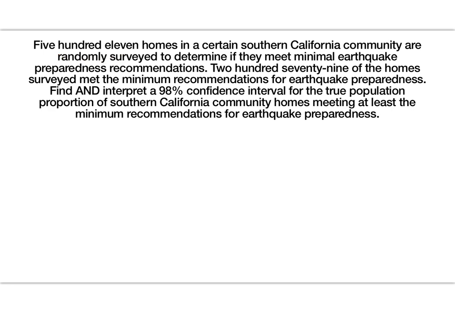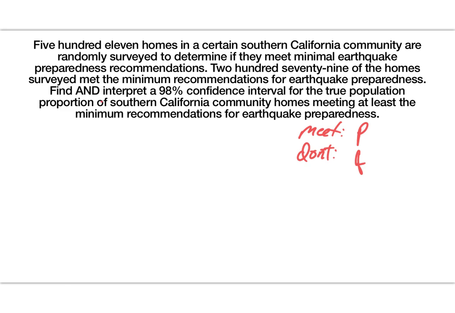511 homes, earthquake preparedness recommendations, whether or not they meet. So either they meet or they don't. So that means this is a binomial situation in terms of there's only one or two possible outcomes. So they meet, so that's going to be P. They don't meet, that's Q.